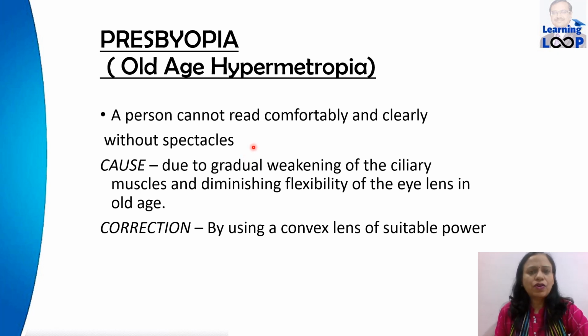So this is caused because the ciliary muscles with age lose their flexibility and become weak, due to which the lens is not able to adjust its focal length to focus on the nearby objects. That is what causes presbyopia. Though it is just similar to hypermetropia, since it is caused in old age due to gradual weakening of the ciliary muscles, the name presbyopia has been given. So the correction also remains the same. It can be corrected by using a convex lens of a suitable power.